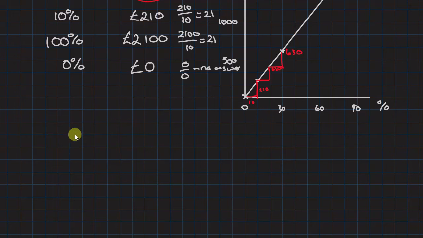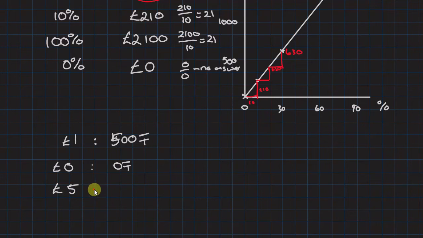Current rate is £1 is about the same as about 400, I think it's nearly 500 tenge now. So £1 is 500 tenge. That means I can use that calculation. If I've got no pounds, I get no tenge. If I've got £5, I'd expect to get 5 times that, 2,500 tenge. So that sort of direct translation of a certain amount gives me another fixed amount, always gives me a straight line.